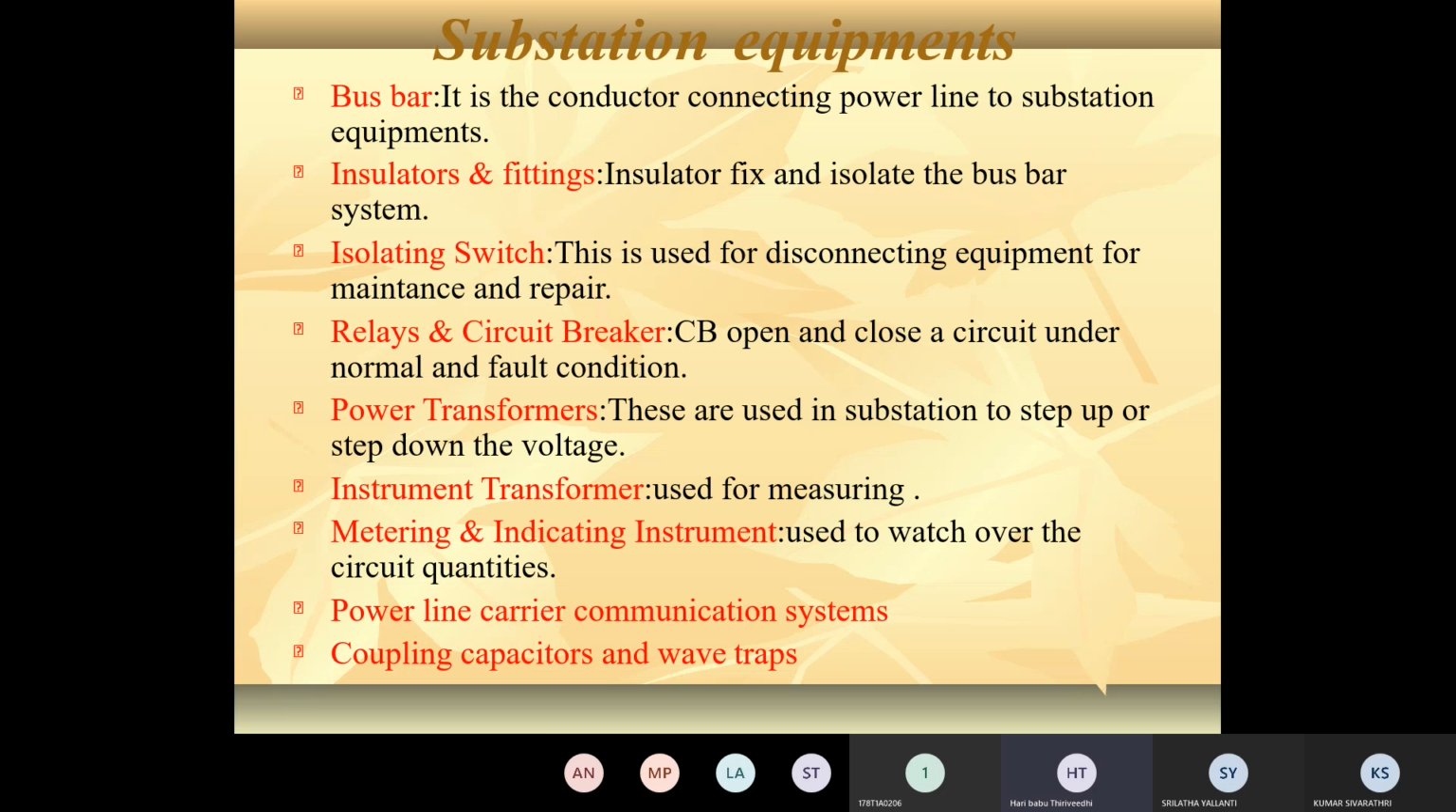Whenever a fault occurs, the relay opens the circuit and then gives the trip signal to the circuit breaker. Then the circuit breaker closes within a fraction of a second and disconnects the line from the equipment. Therefore, the equipment is saved.